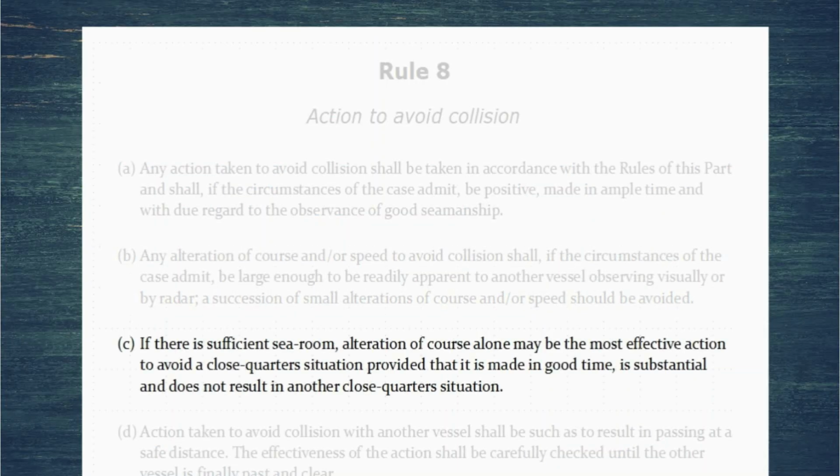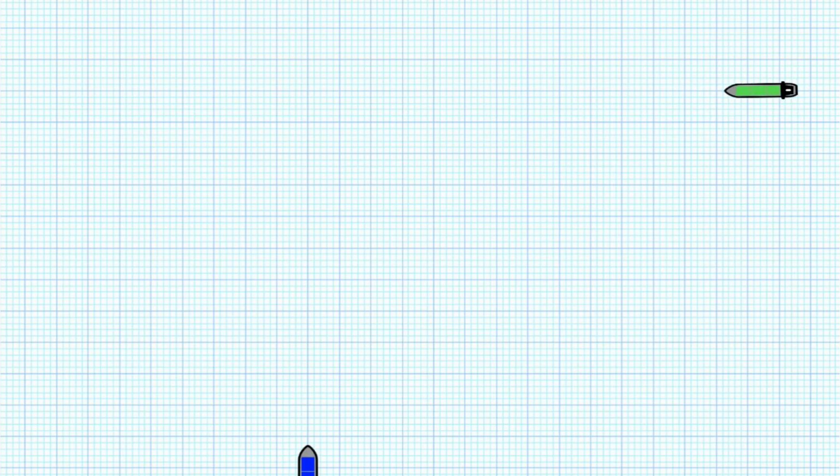If there is sufficient sea room, alteration of course alone may be the most effective action to avoid a close quarters situation, provided that it is made in good time, it is substantial, and it does not result in another close quarters situation. The easiest way to explain this is to look at a speed alteration. In this case, the blue vessel is going to halve her speed. There, she's instantly halved her speed of approach to try and avoid collision. And look at how close she gets to that green vessel.